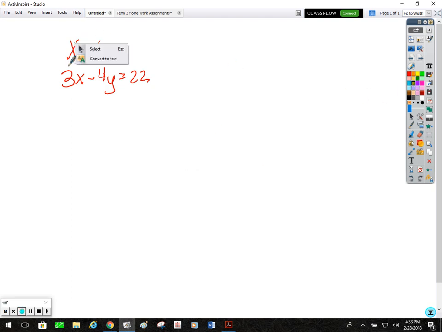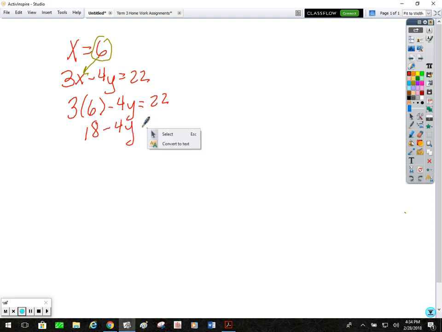Now it's giving me the value of x is 6. I'm going to take this 6 and plug it in right there. So I want to get rid of that so I can plug it in. What we have now is 3 times 6 minus 4y gives me 22. Now I can distribute here: 3 times 6 is 18, minus 4y gives me 22.